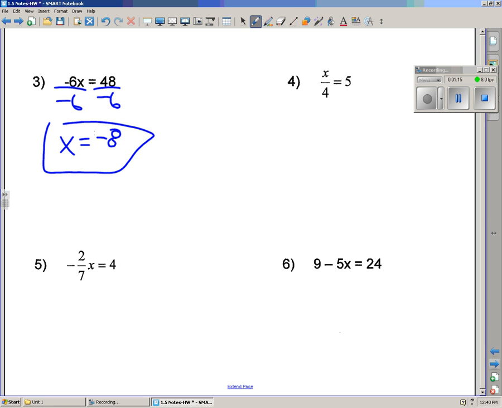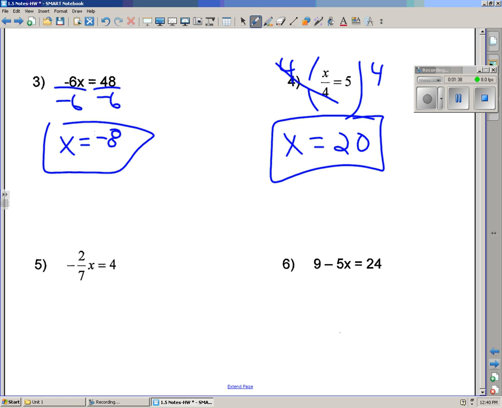On number 4, x divided by 4 equals 5. Undo division by multiplication. Multiply, sorry, not both sides by 5. Multiply both sides by 4. Because when you multiply something by 4, you divide it by 4. They cancel each other out. They are inverses. And what's going to happen here, you're going to get x equals 5 times 4, which is 20.